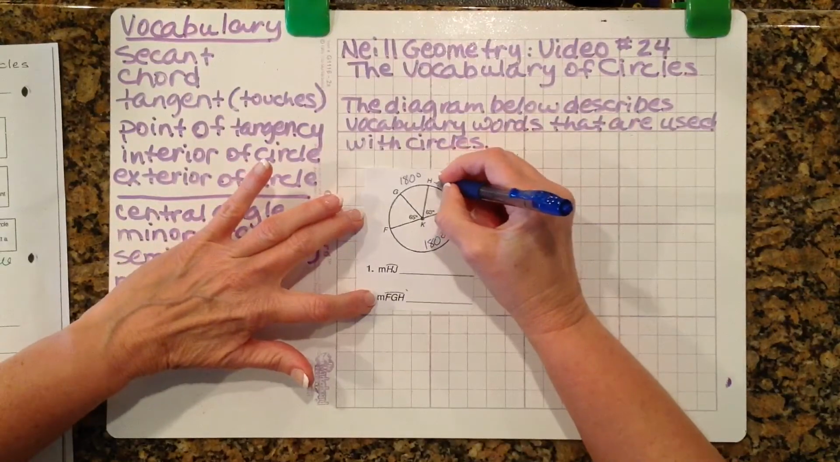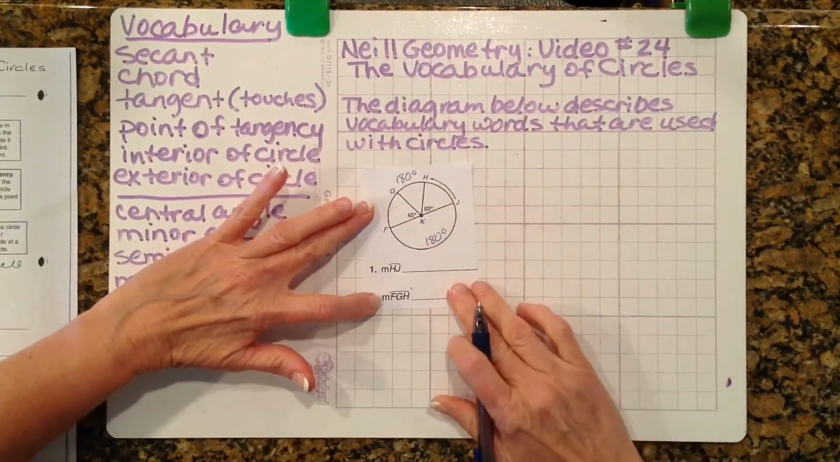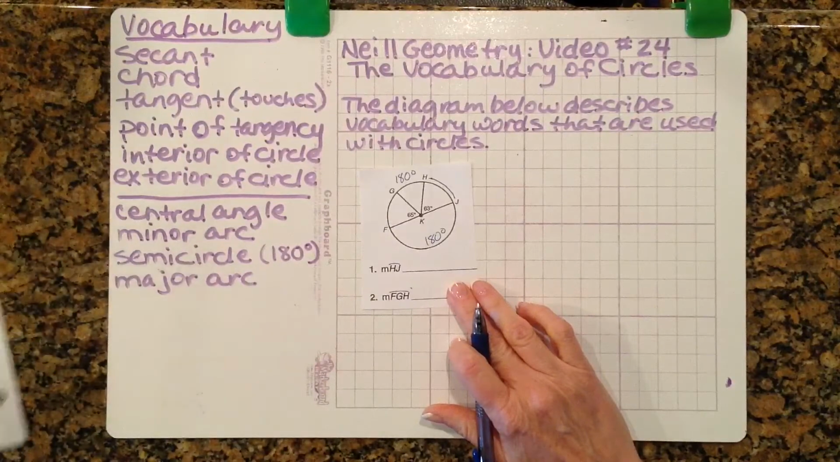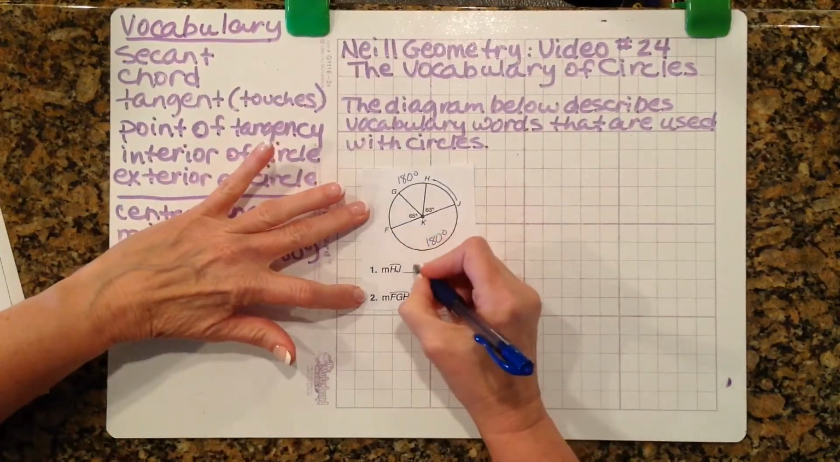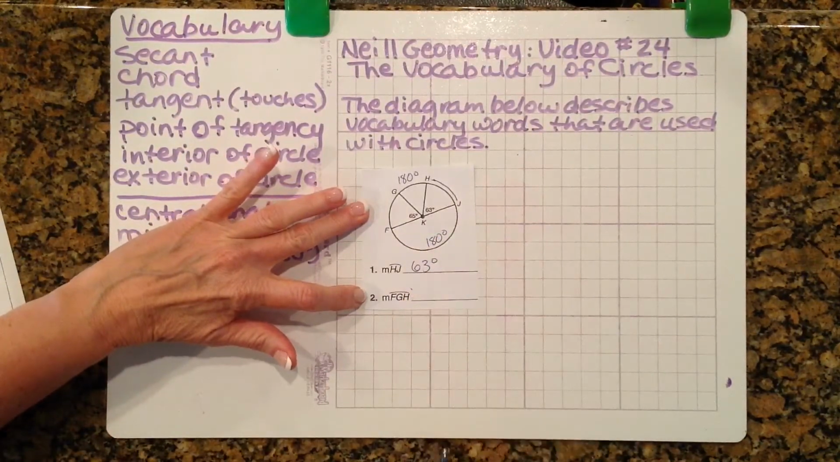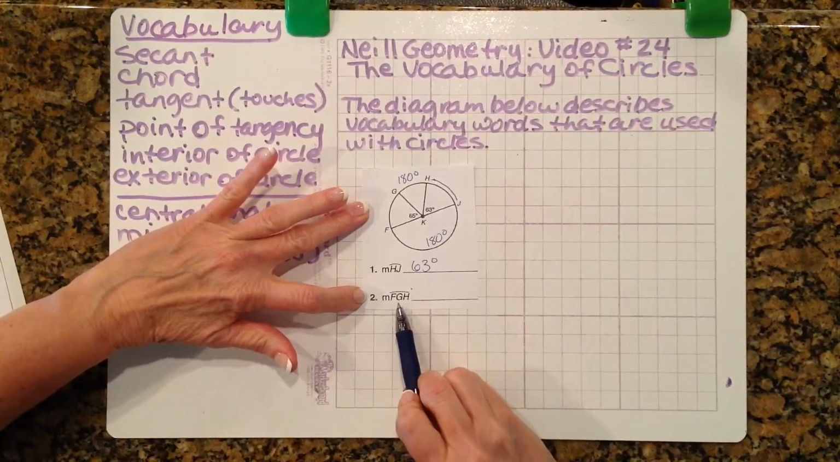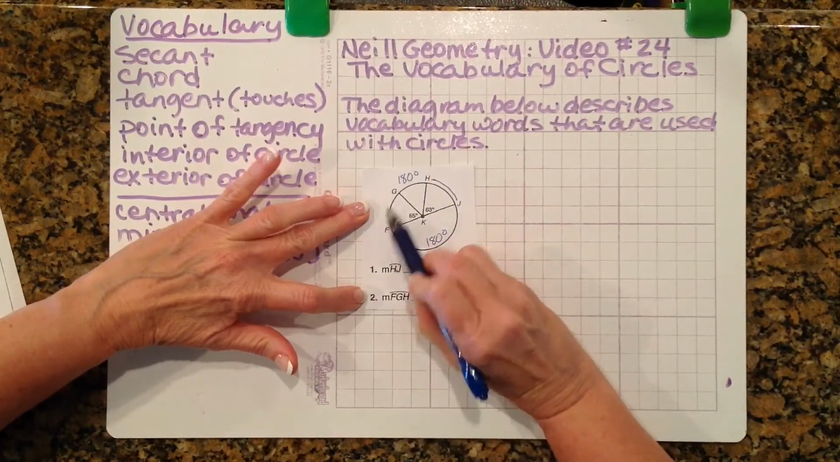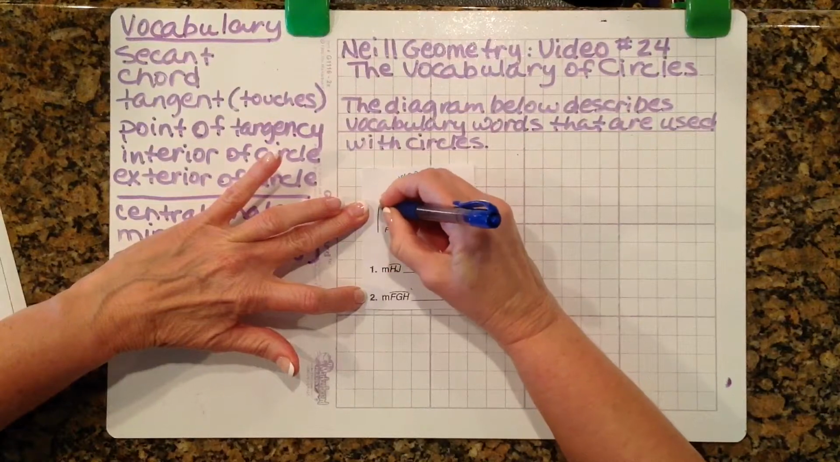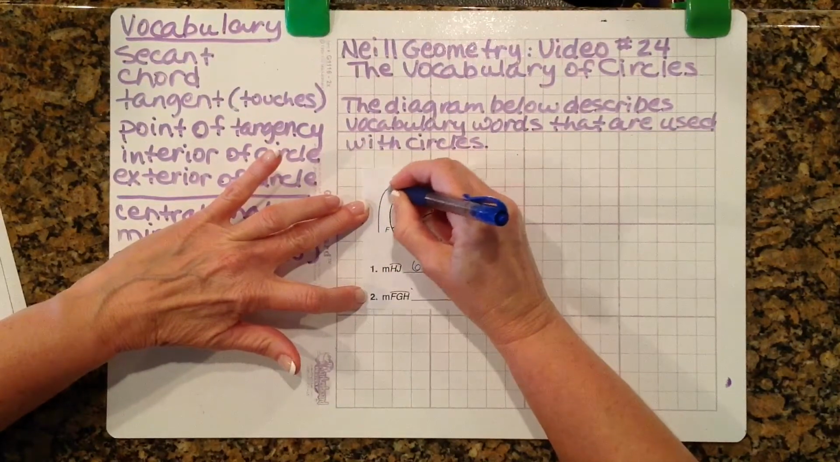Well, arc HJ is very apparent. It's already written there for you. And so directly, it is just going to be 63 degrees. Make sure you put degrees, please. Okay, what is FGH? FGH. So I want all the way around to here.